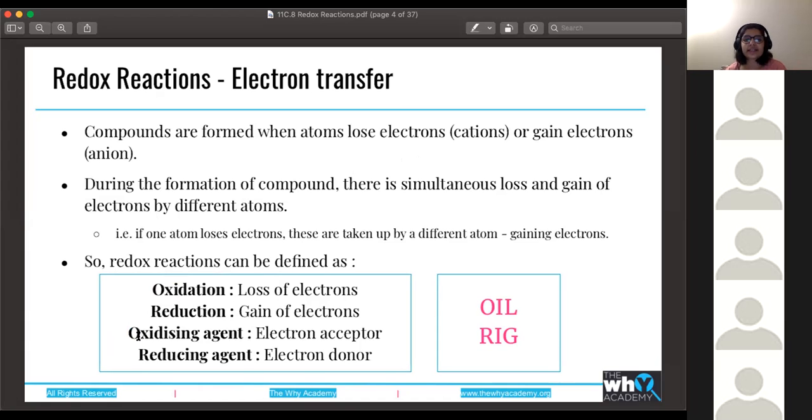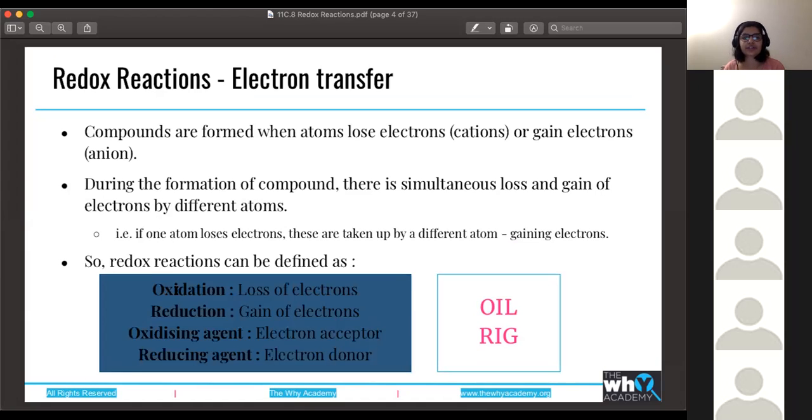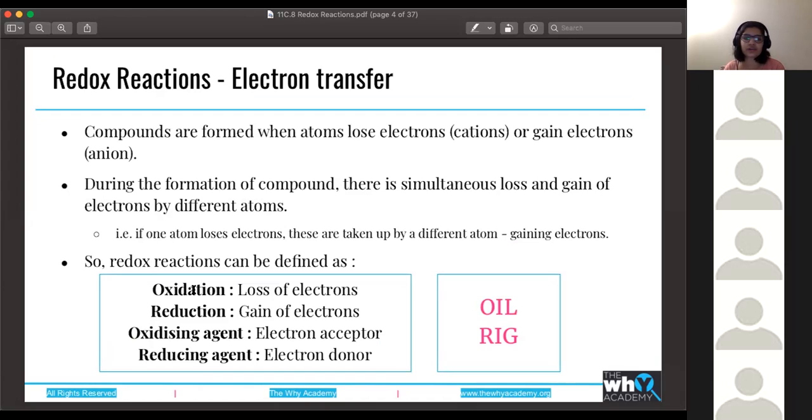And the oxidizing agent is the element that enables oxidation. If oxidation is loss of electrons, then the third party that is enabling the loss of electrons has to be an electron acceptor. If it is an electron acceptor, it can pull away electrons, and our original element can lose electrons and undergo oxidation. So that's the oxidizing agent. And the reducing agent has to be an electron donor.